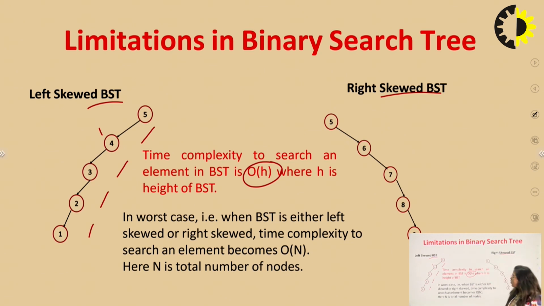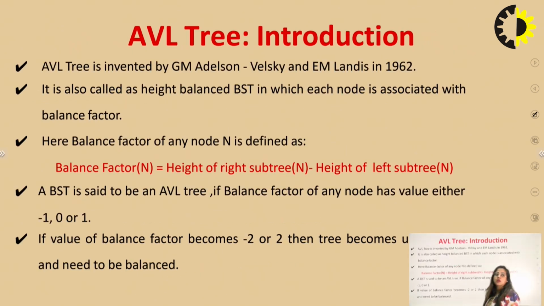AVL comes here to overcome this BST problem, and next we use AVL. The AVL removes the limitation in BST, that is, the time complexity of order of H. So here first I tell you what AVL is. The AVL tree was invented by three scientists: the first is G.M. Adelson, the second is Velsky and the third one is E.M. Landis, in 1962. And this AVL is called so after these three scientists' names.